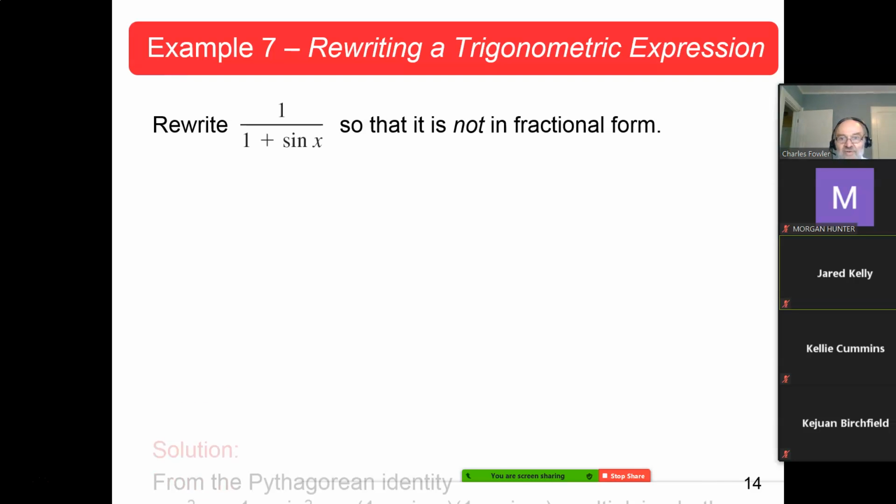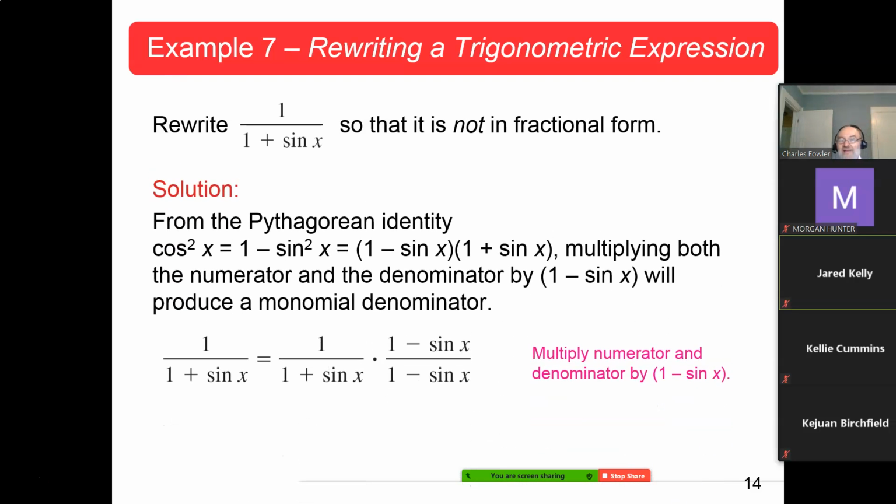Okay. See what they do first. From the Pythagorean identity, cosine squared is equal to 1 minus sine squared, and that's equal to (1 minus sine)(1 plus sine). Multiply both the numerator and the denominator by 1 minus sine x, and that will produce a monomial denominator. That's what you're looking for. But doing it the way they do it, you have to really look into the crystal ball and see what you're trying to get to before you ever get there. That to me is a bit of a stretch.